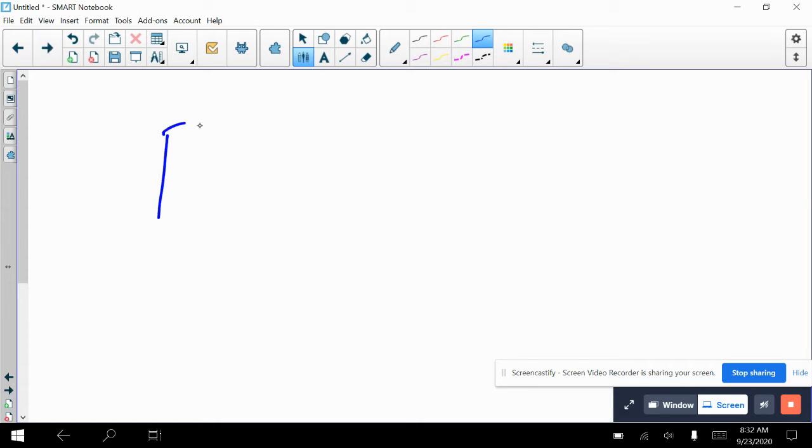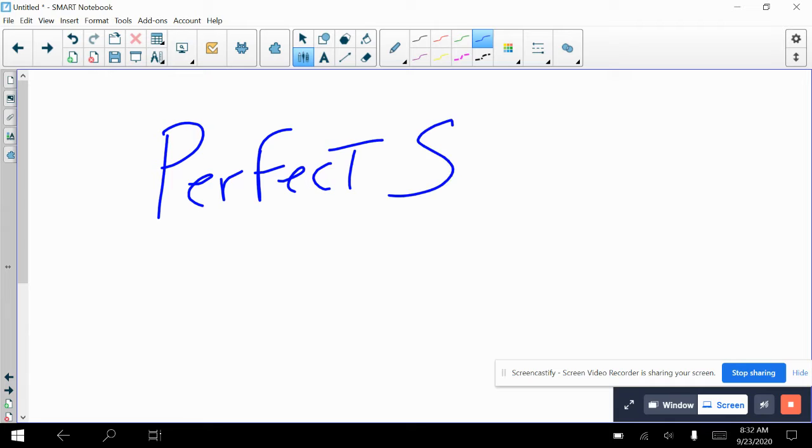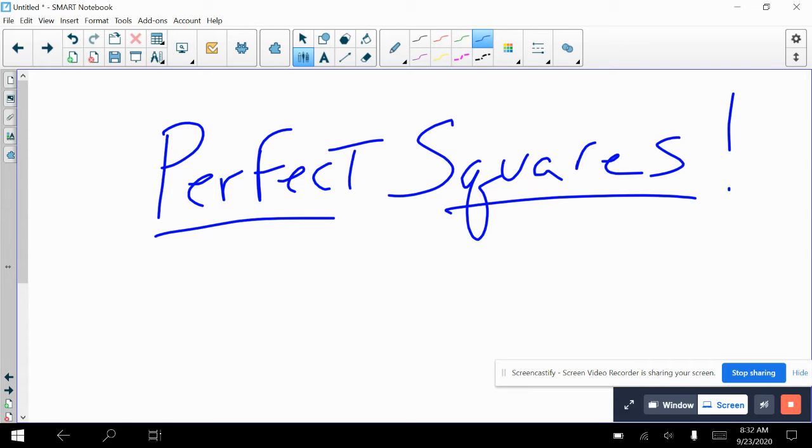Let's talk about this. We've briefly mentioned this. Let's talk about perfect squares.